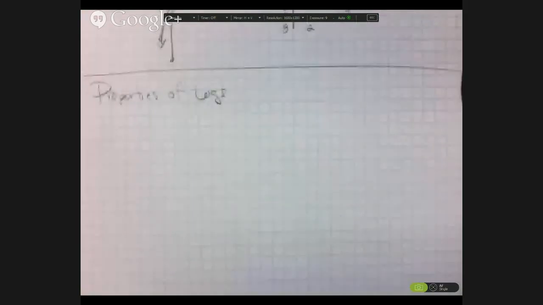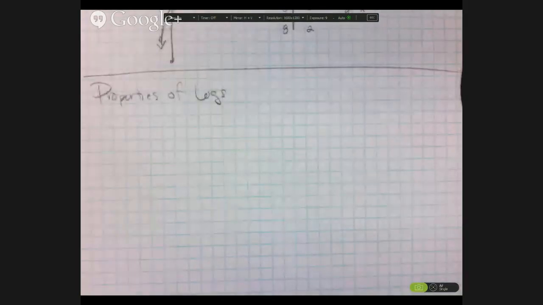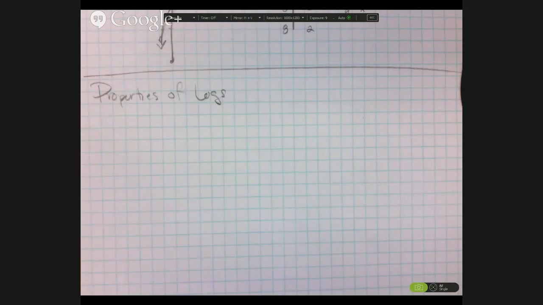Okay, the properties of logs. Much like properties of powers. Remember when we did game day last week? Monday, Tuesday? Yes. And we generated the properties of powers on the board. Same deal for logs.